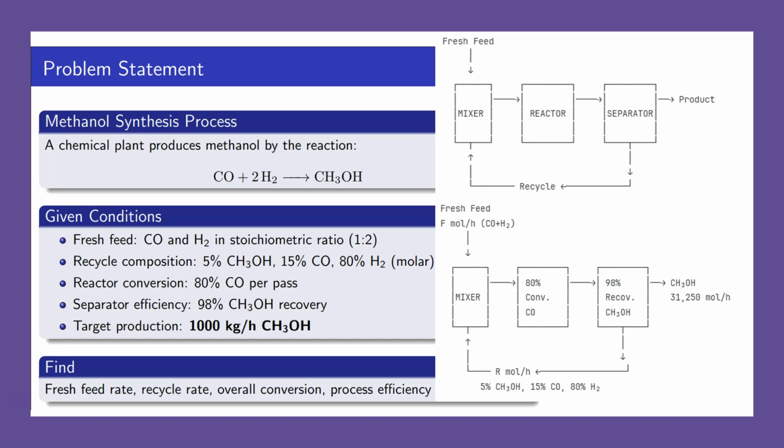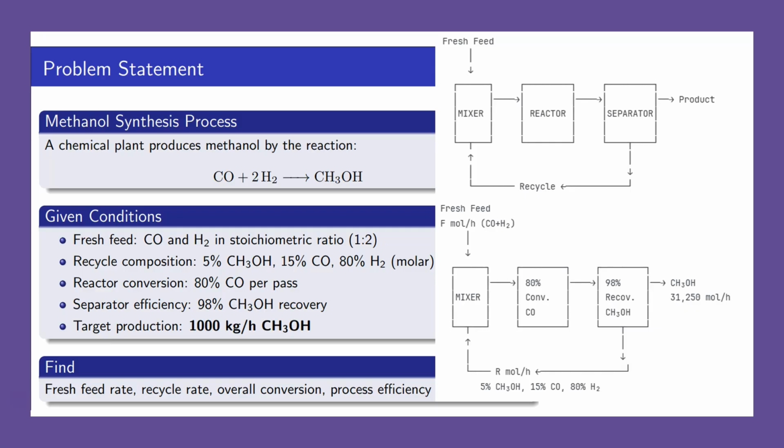Now here, methanol synthesis process, we already know that carbon monoxide and hydrogen produce methanol. The goal is to determine the required fresh feed rate and recycle rate as well as methanol production rate to consistently produce 1000 kilogram per hour of methanol.